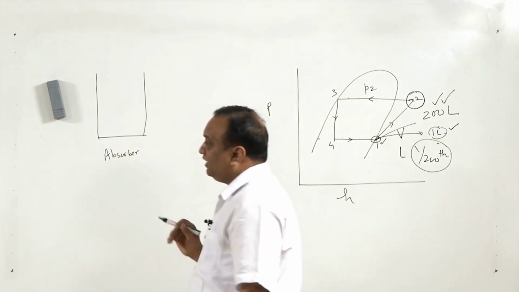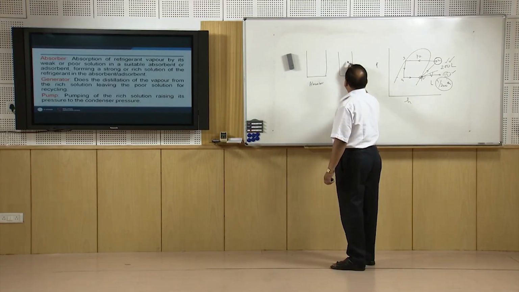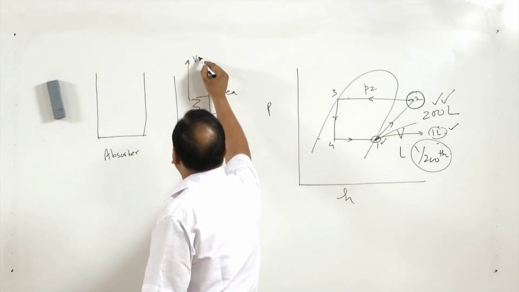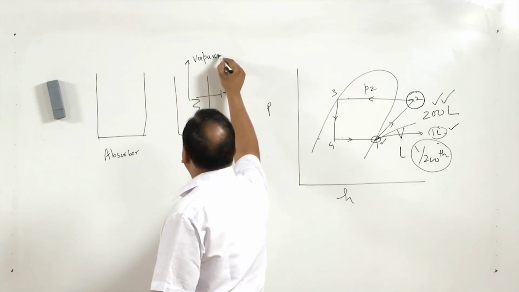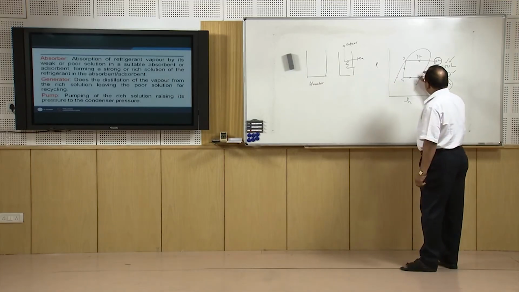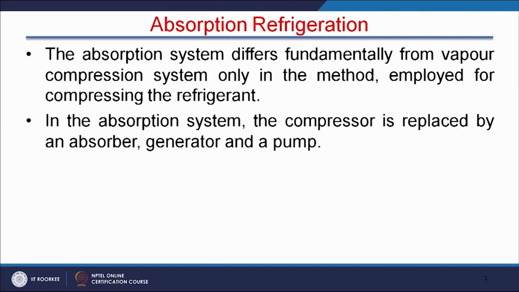Now, second part is generator. In generator, the heating is done, heat is given and vapor is liberated. And third is pump. The function of pump is to increase pressure of low pressure liquid to high pressure liquid. So, vapor absorption units are mainly heat operated units, and the movement of refrigerant into the absorber is done by the pressure depression in the absorber.